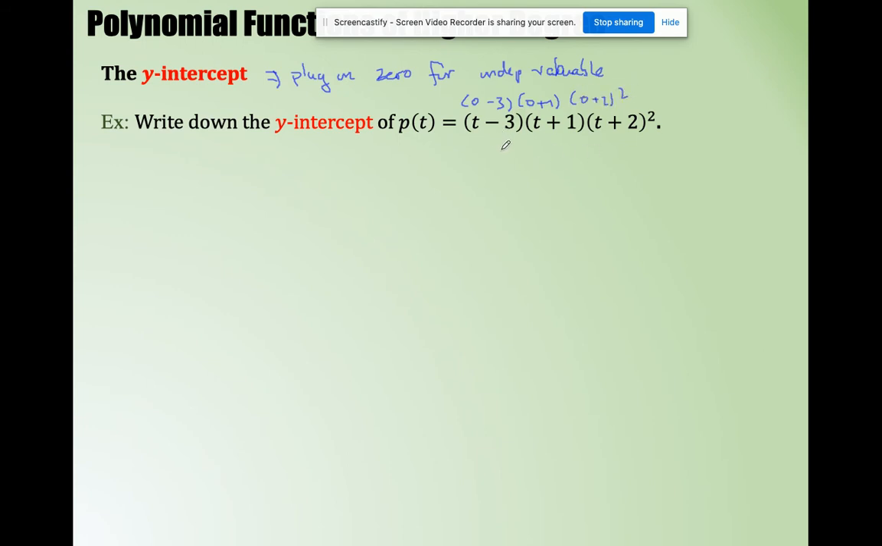So what is that? 0 minus 3 is negative 3. 0 plus 1 is 1. 0 plus 2 is 2. 2 squared is 4. So this y-intercept is negative 12.